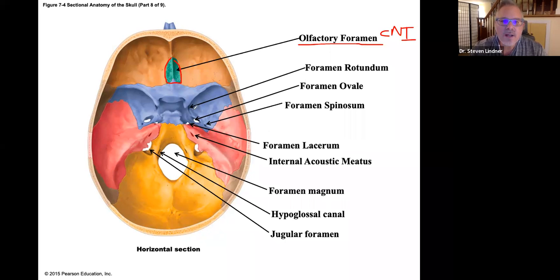Then we have ROS. We have foramen rotundum, ovale, and spinosum.